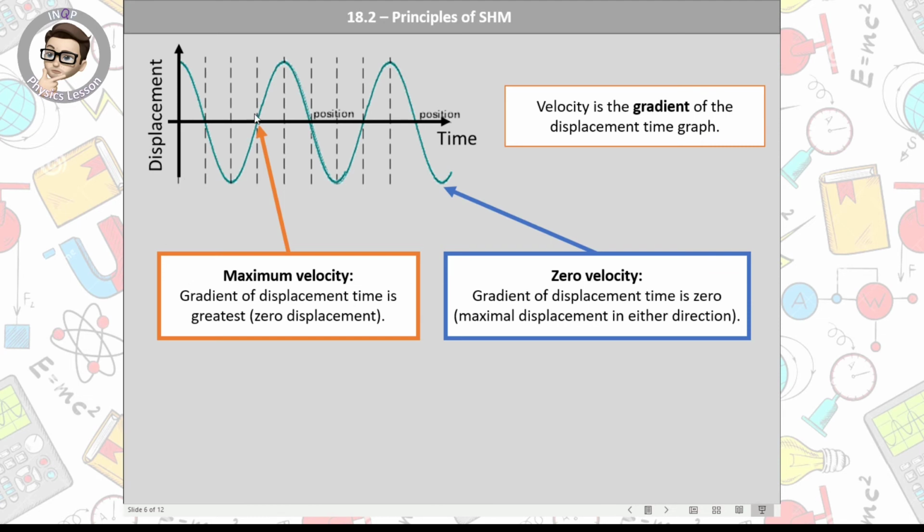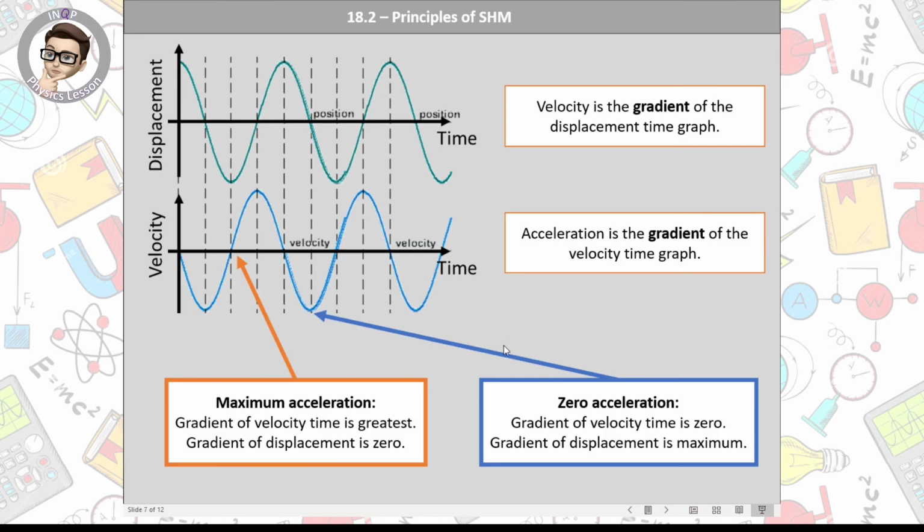Now, I pointed out 2 points here. We can see the maximum velocity, where we've got the greatest gradient, is where we're passing through the zero displacement. So we've got a nice straight line here, and that's got the greatest gradient at that point, so it's the maximum velocity. And also at a turning point, the point where we turn around, we must have zero velocity because the gradient becomes zero at this point here. So if you take your tangent to the curve at that point at the bottom, you'll find that you've got a zero gradient, so therefore your velocity must be zero.